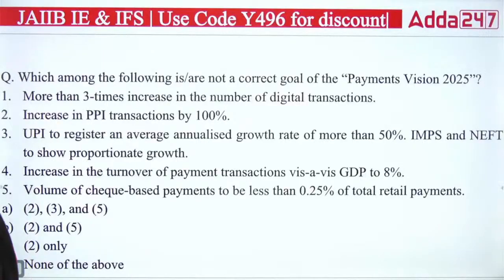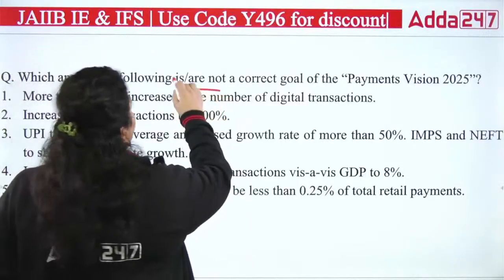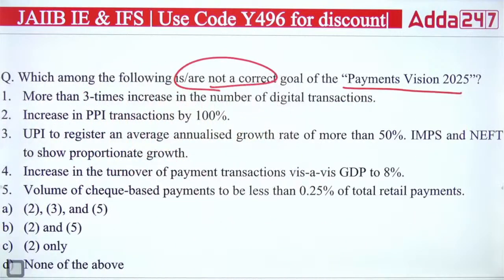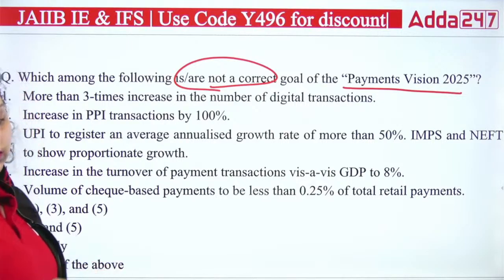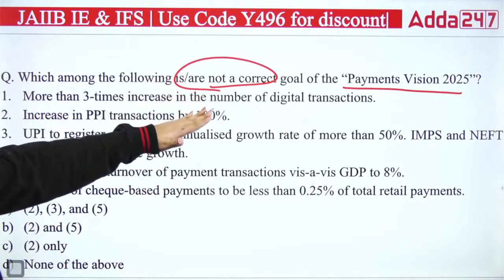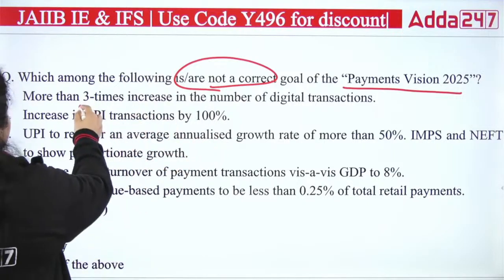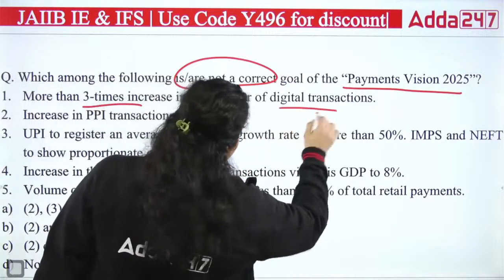Okay, next question. Which among the following is not a correct goal for the payment vision of 2025? The question is asking which among the following is not a correct goal for the payment vision 2025. First is saying more than 3 times increase in the number of digital transactions.